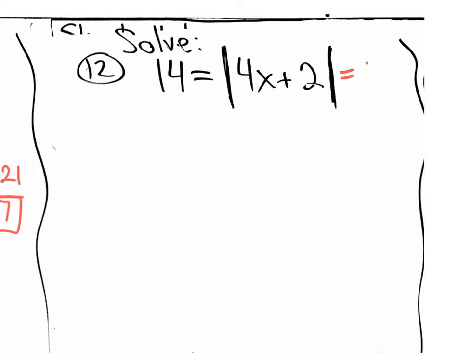I'm going to put the equals 14 over here, so I don't have to worry about it on the left side anymore. So here's my new absolute value equation. Once you have the absolute value equation the way you want it, you're going to do the positive situation and the negative situation.